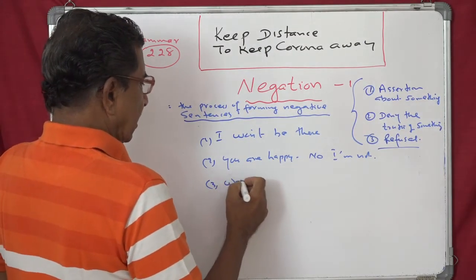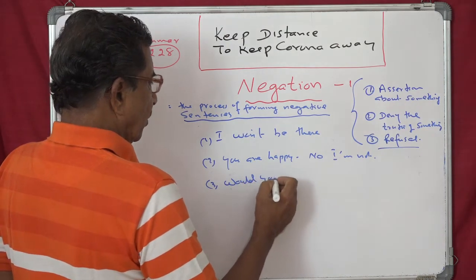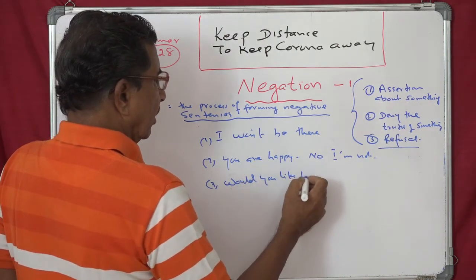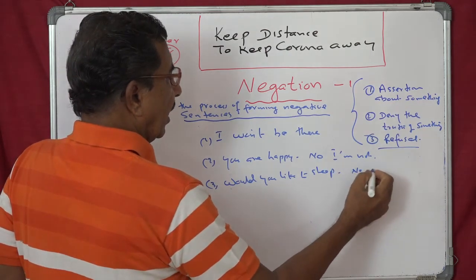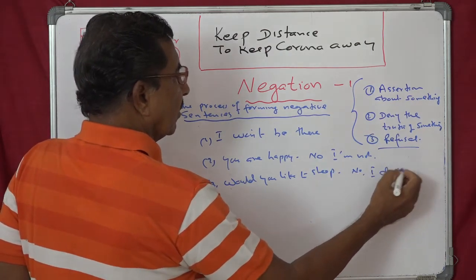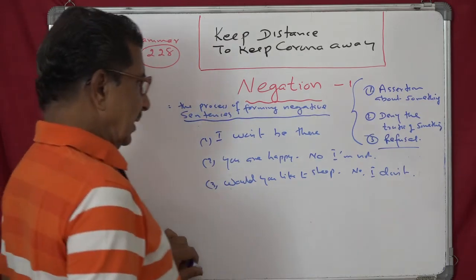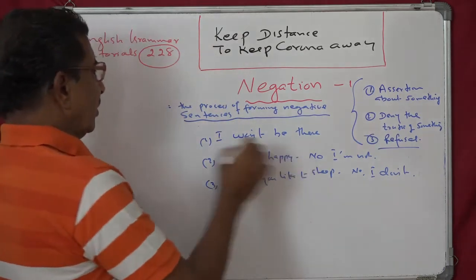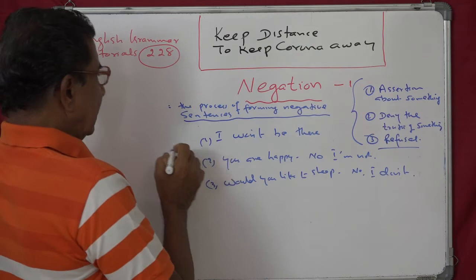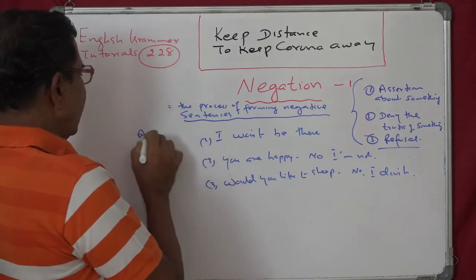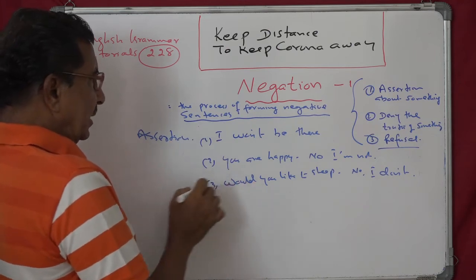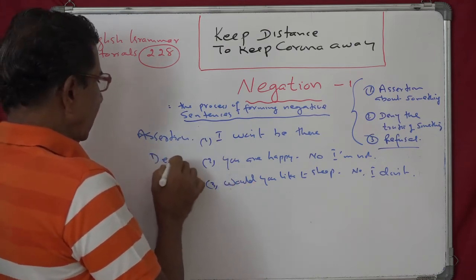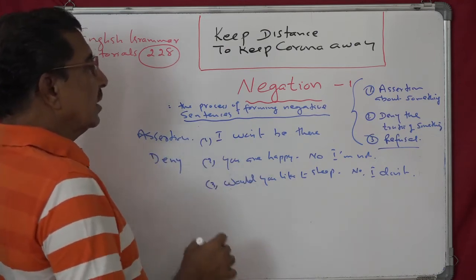Would you like to sleep? No, I don't. So that is refusal. So here it is assertion about something, then the next is denying the truth, and that is refusal.